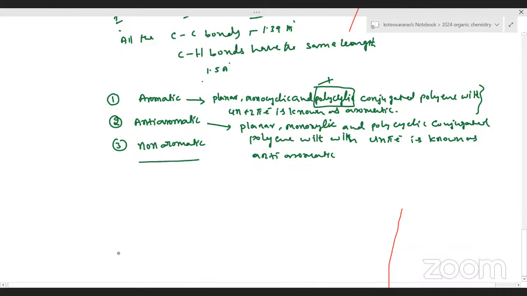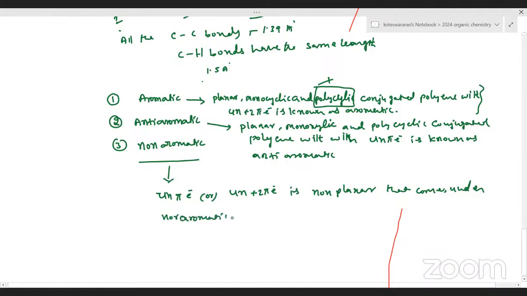Next, what is non-aromatic? Here, whether the molecule has 4n or 4n plus 2 pi electrons, if it is non-planar, that comes under non-aromatic. Why, sir, who proposed this rule, why are we avoiding that rule? Yes, we need to avoid it.